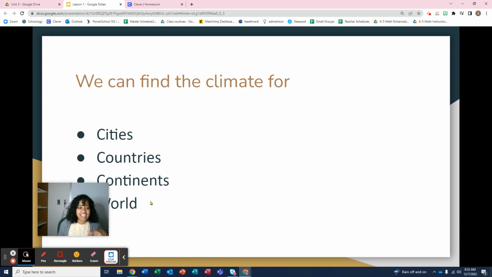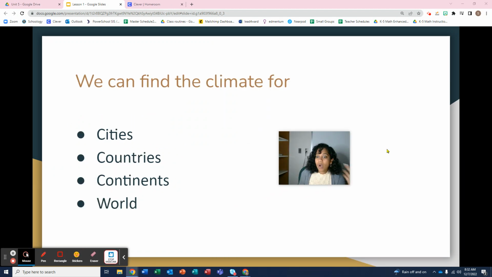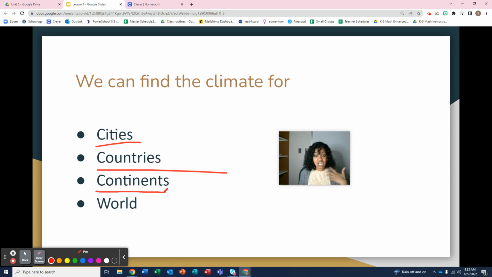Okay. Now, what can we find climate of? We can find climate of cities. We can find climate of countries. Like we can find the average climate of the United States. We can find climates of entire continents like North America. And we can even find the average climate of the world. We can take the average climate from all over different places and scientists calculate that out. We can figure out the climate of anywhere on Earth, really. But the thing that we need is time, and we need to make sure we're taking data during that time.